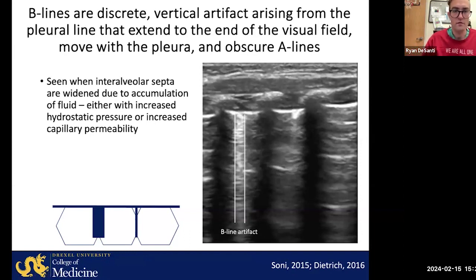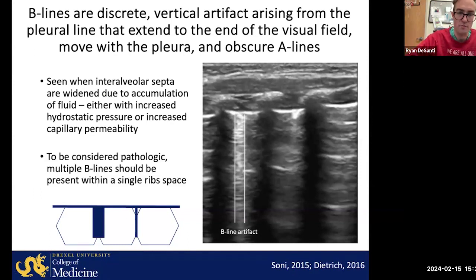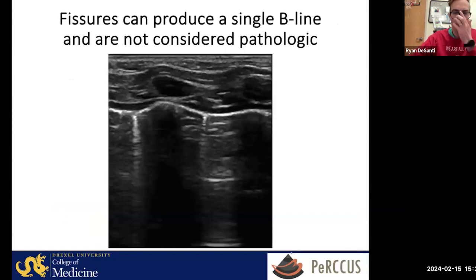We see B-lines when the interalveolar septa are widened, most commonly due to accumulation of fluid. This can be either with increased hydrostatic pressure or with increased capillary permeability. To be considered pathologic, typically we would need to see multiple B-lines within a patient rib space, and usually going to be in different lung regions. This is because fissures can also produce single B-lines, and these are not considered pathologic.